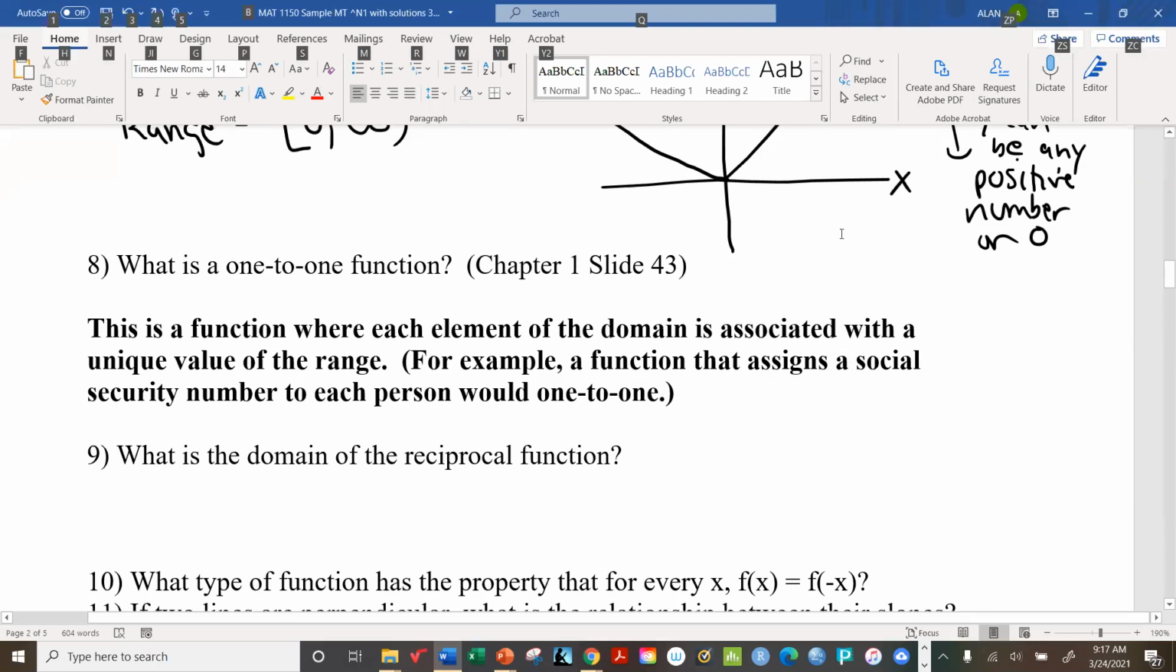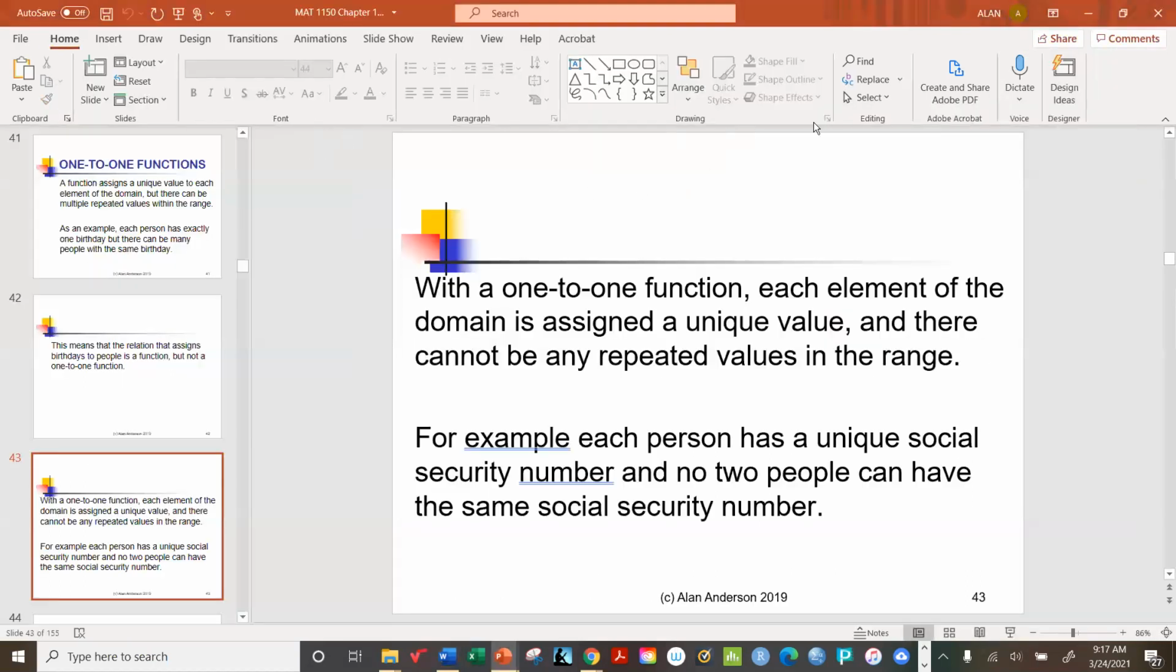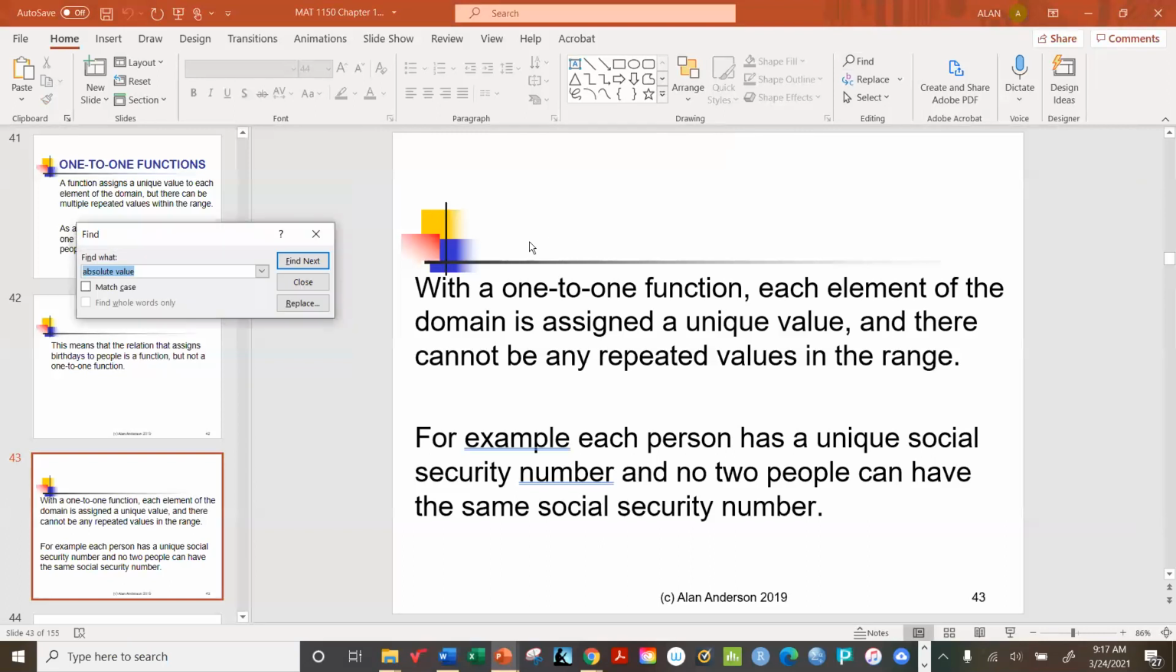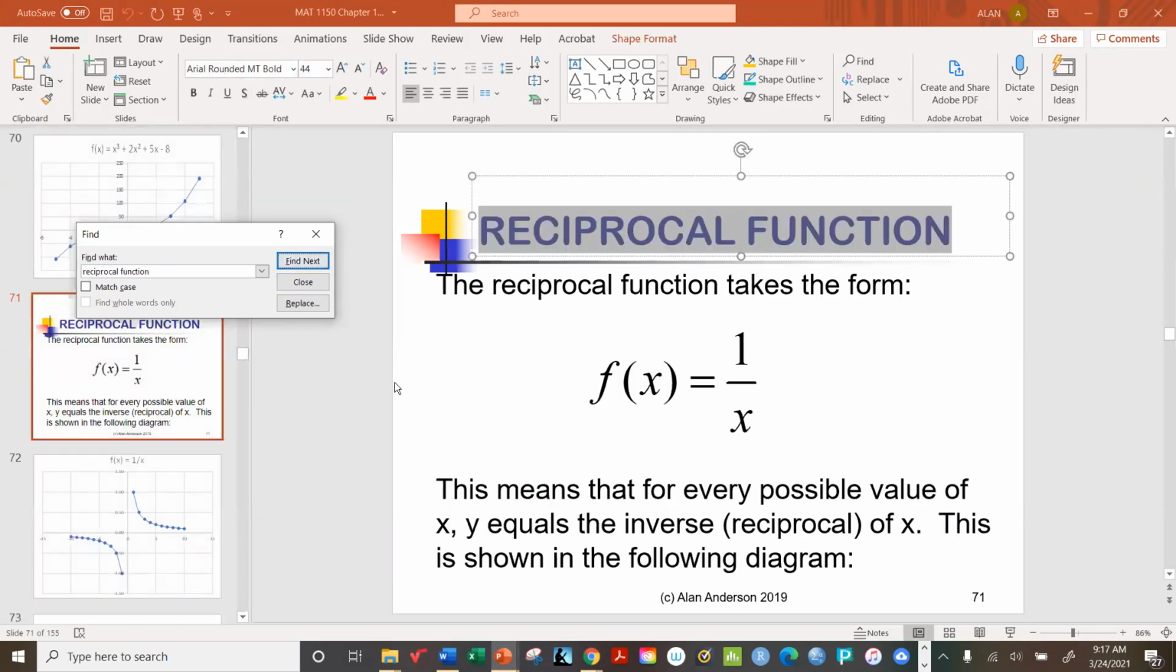All right, let's go back and revisit the reciprocal function. This should probably be in chapter 1. Yeah, there it is. So here's our reciprocal function.